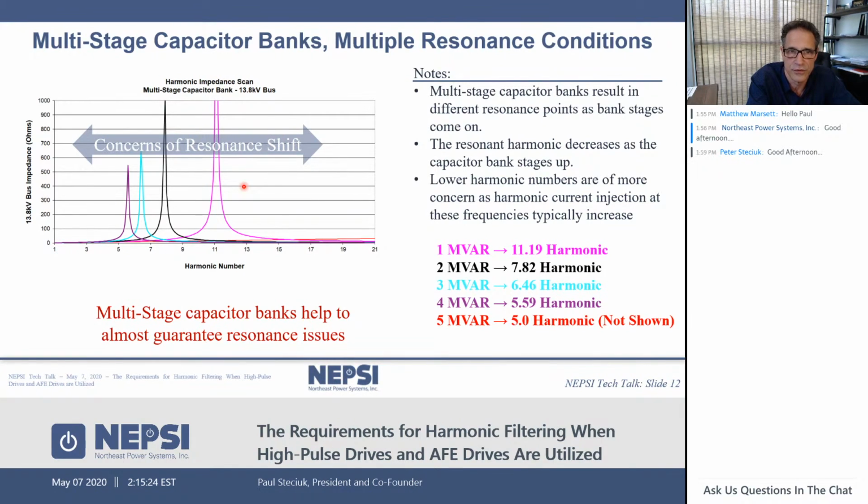I've already showed that there's a resonance at the 5th for 5 megavars, but what's interesting here is for 1 megavar, as shown with the magenta curve here, I have 11th harmonic resonance. And again, here we have an impedance well over 1,000 ohms, which means just 1 amp of harmonic current at the 11th harmonic will create over 1,000 volts line to neutral. And that's significant. That's a system that will not operate.